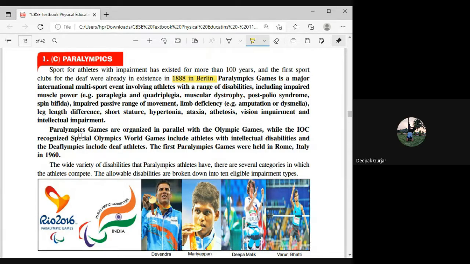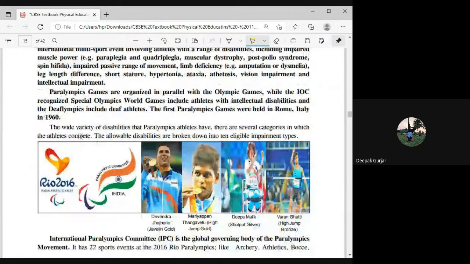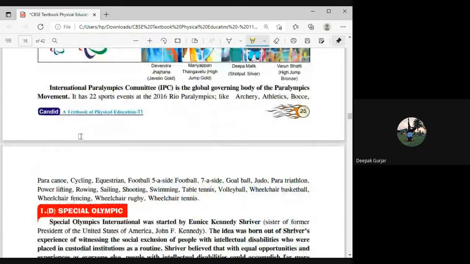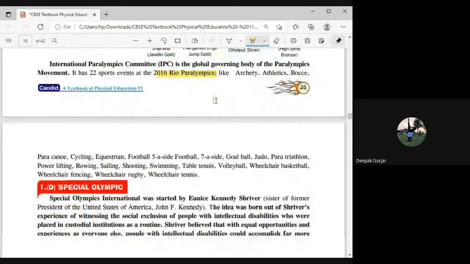The Paralympic Games are organized parallel with the Olympic Games, while the IOC recognizes the Special Olympics World Games, which include intellectual disabilities, and the Deaflympics for the deaf. The first Paralympic Games were held in Rome, Italy in 1960. Remember the full form of IPC: International Paralympic Committee. In 2016, in Rio de Janeiro, there were 22 events.